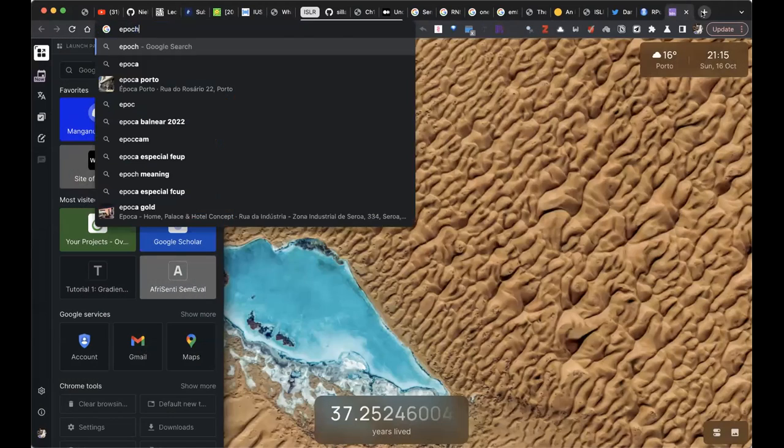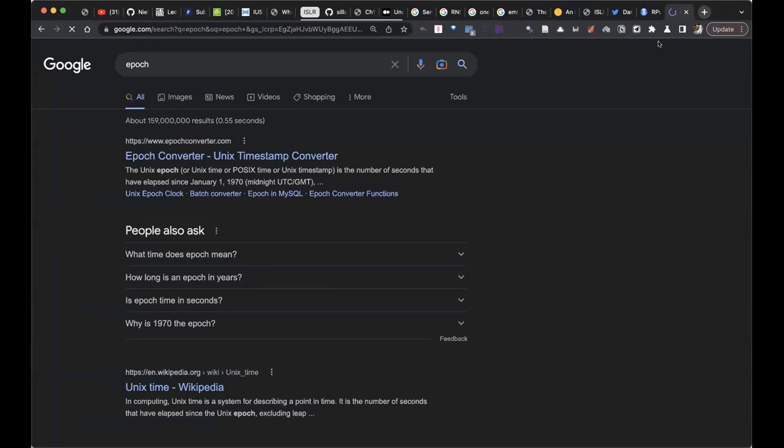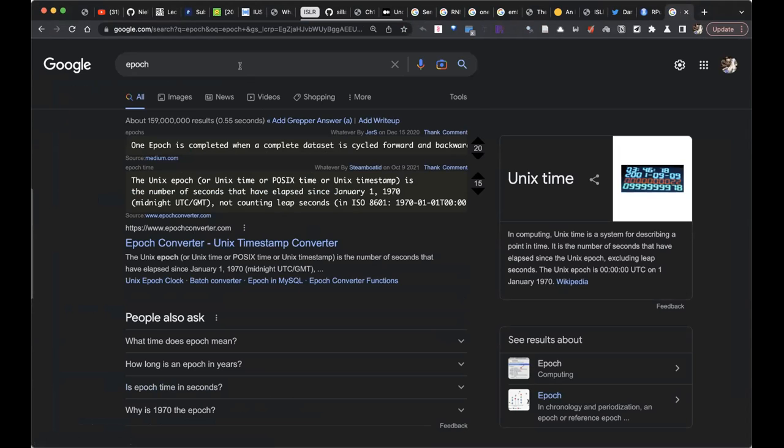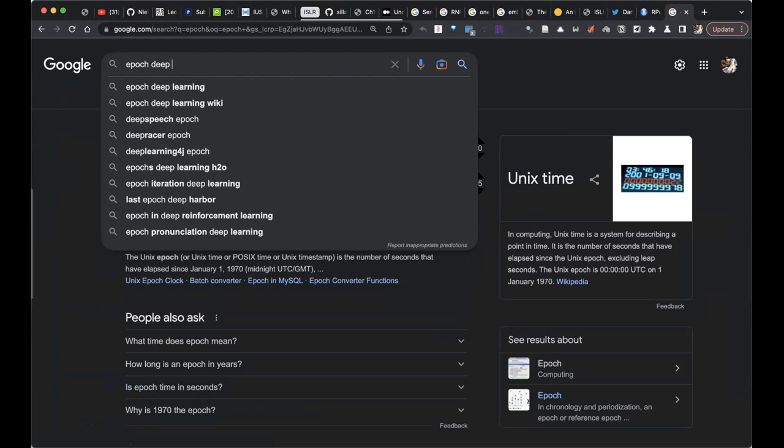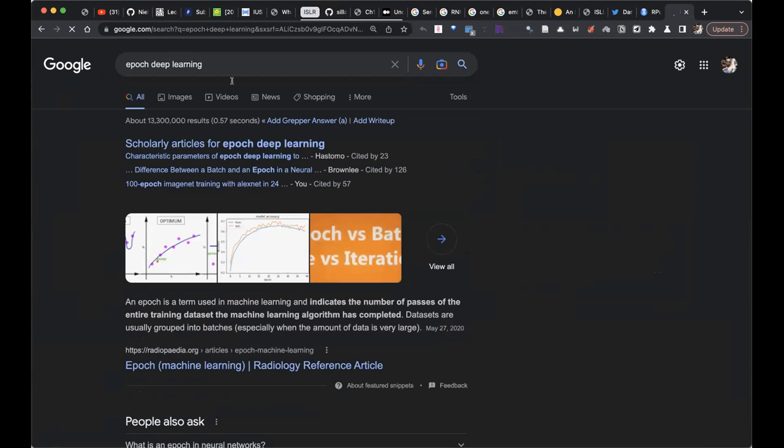I may be right. Epoch. That sounds correct to me. I think it's all the way through the whole data set. So if you do an SGD, it's going to be multiple iterations, but I think.